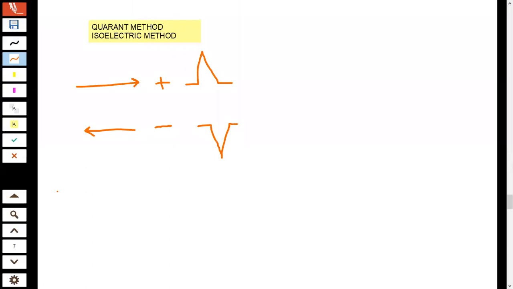But what if we get the same, either in this direction or this direction? We'll get the isoelectric QRS complex: the same above the axis and the same below the axis, an equal QRS complex. So this is the pathology.